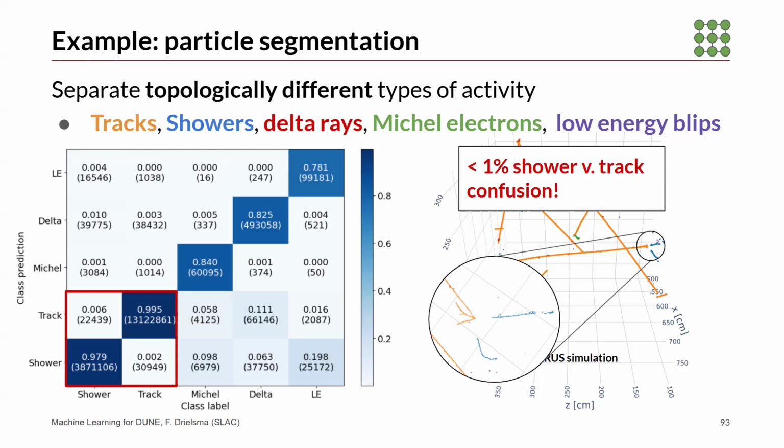And so you can see that for smaller class, the challenge is a bit harder. So for instance, there's some confusion between delta and track. And the reason for that is delta and track are always on top of each other, right? So finding the exact boundary between the track and the delta is something that can be quite challenging.